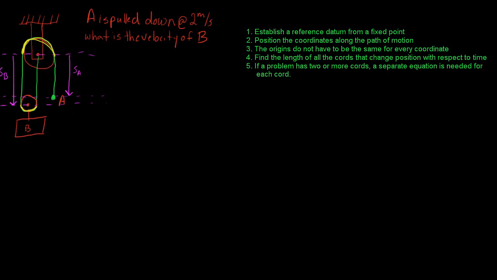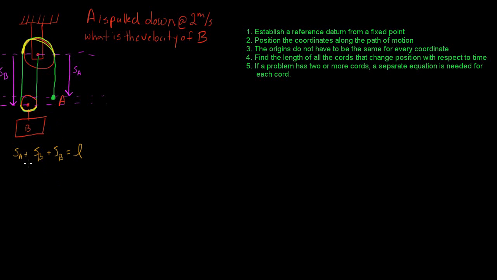So we start at one side of our cord, and we just record the length as we go. If we start at point A, we have a length of SA, and we come over here and we have a length of SB, and we come around here and we have another length of SB. And this is equal to some length of cord, L.